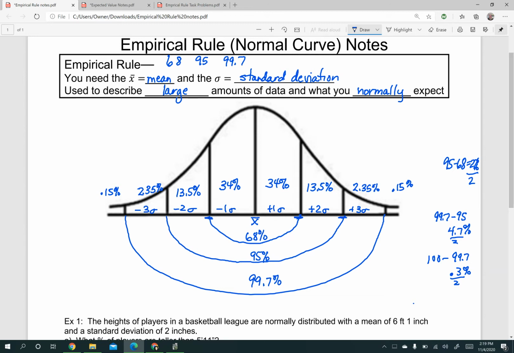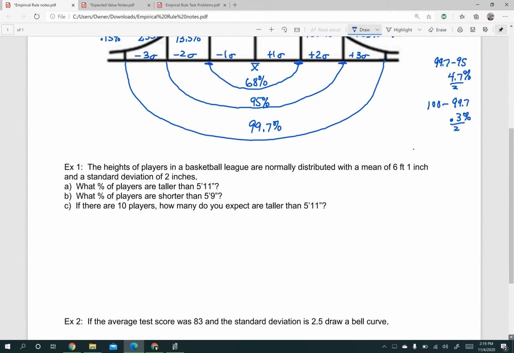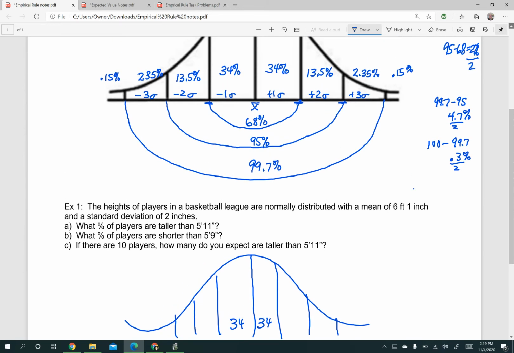So let's look at what that looks like on this example. On this example down here, we'll start with, let's draw a curve. And so we have 34, 34. Let's look at our numbers up here so we see where you got them from. We have 13.5, 2.35, 0.15. So this is 13.5, 2.35, and 0.15. So those numbers don't change. That's the percentages that fall in there, okay?